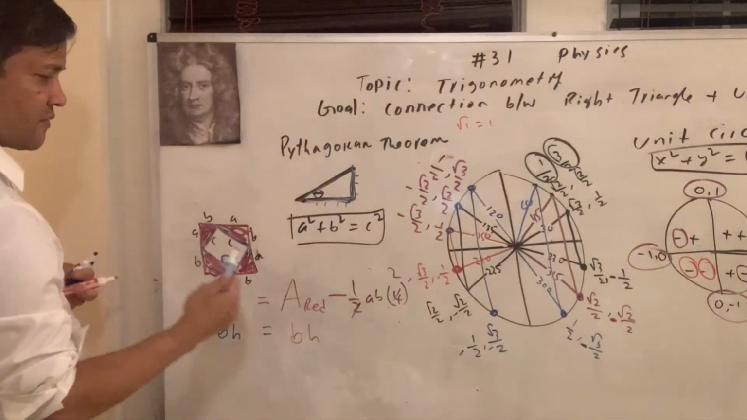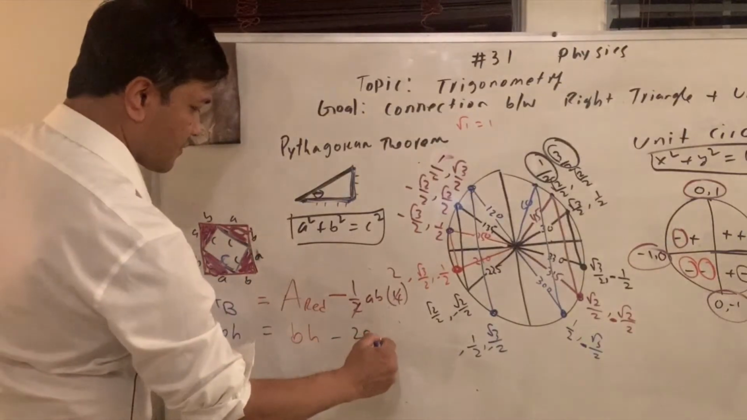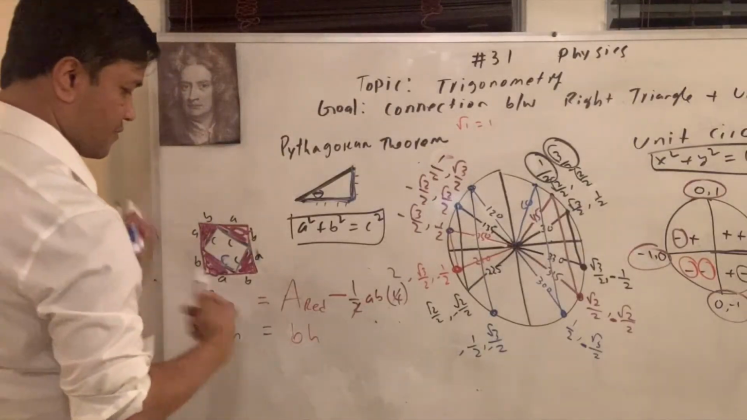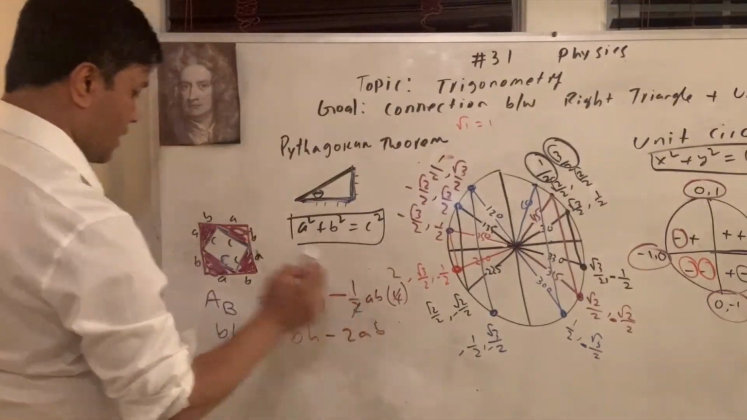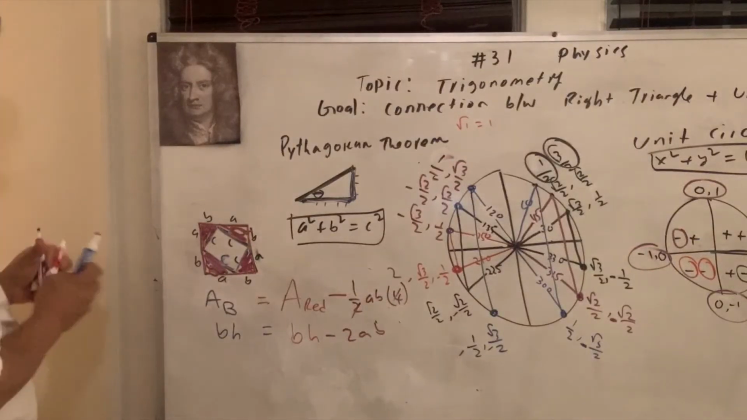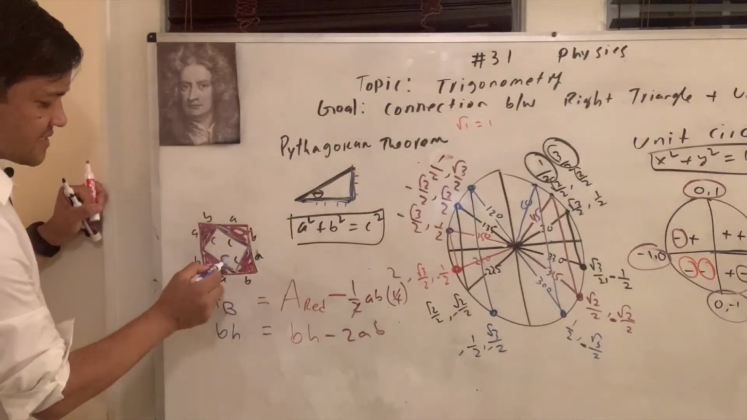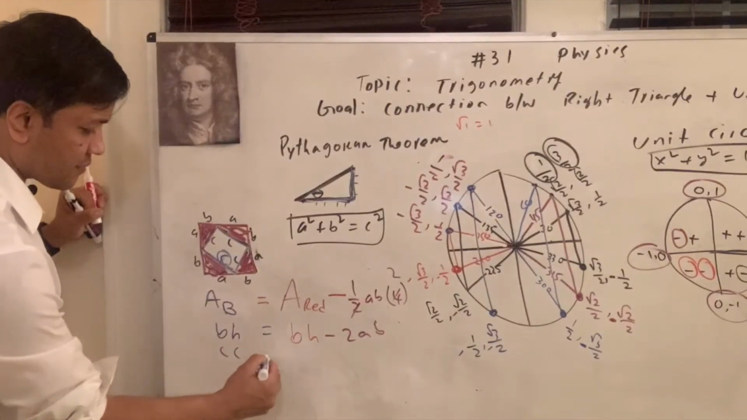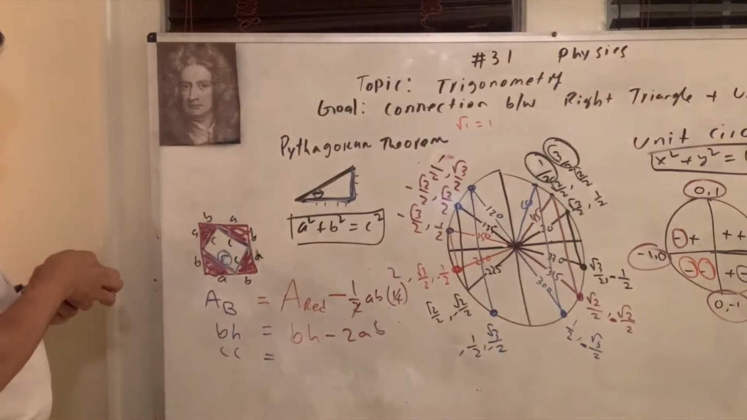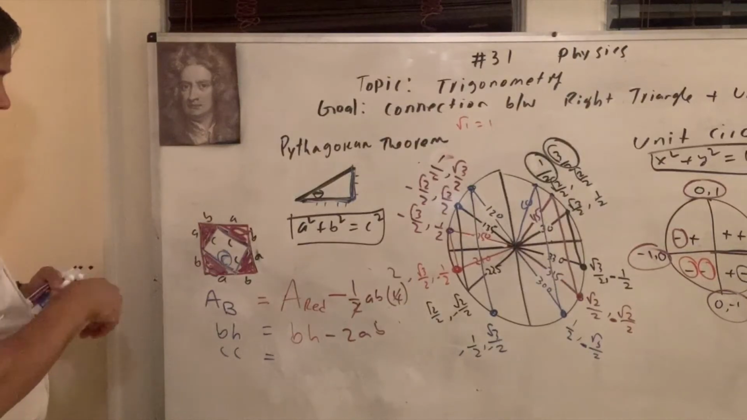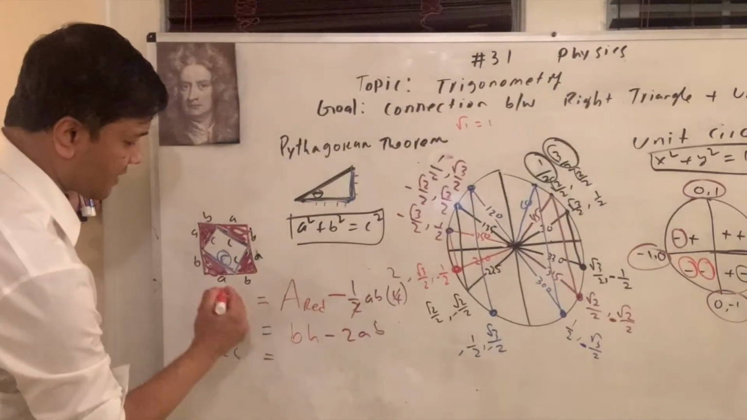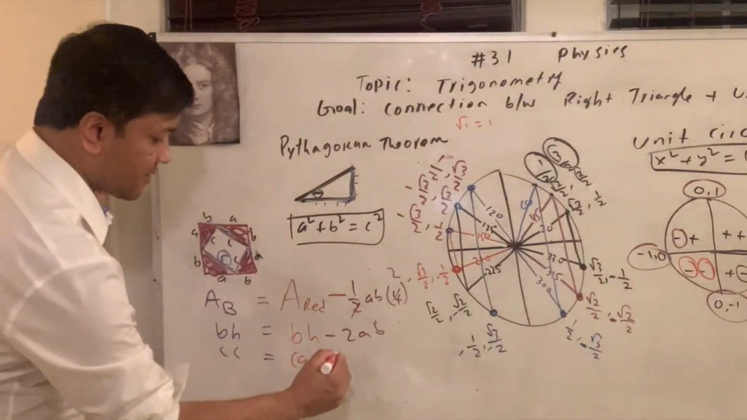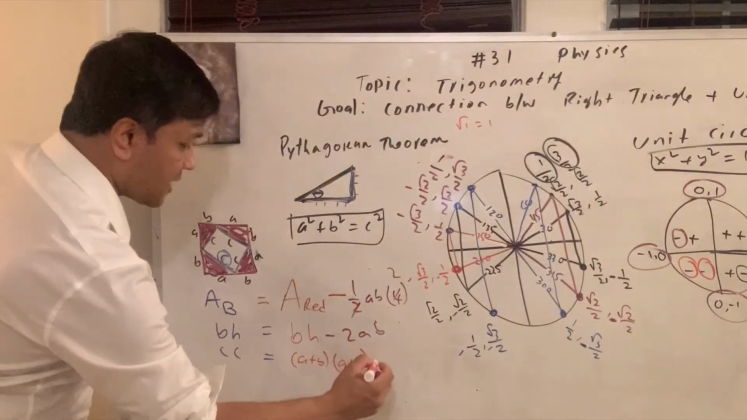And then minus 2ab. Alright, so now B. So what is base? Base is C. What is height? C. What is base? Base is A plus B. What is height? A plus B. Minus 2ab.